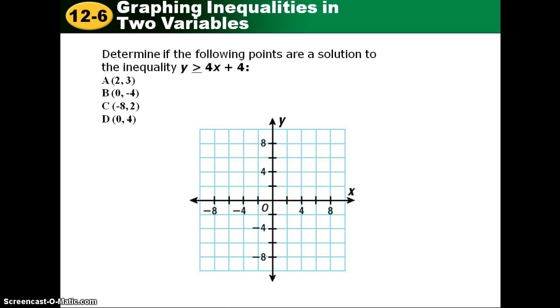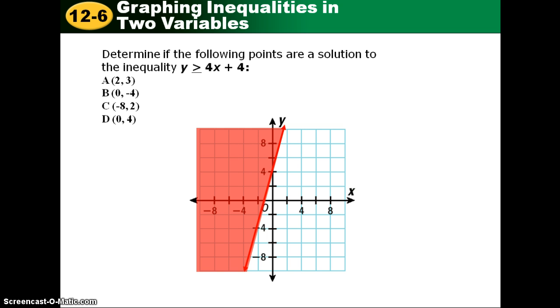And let's determine if the following points are a solution to the inequality y is greater than or equal to 4x plus 4. So if we put that back on there, we know that our solution should be above the line. So if we look at each point, A is at 2, 3. That's over here. That does not appear to be a solution. If we look at B, 0, negative 4, that's down here. That's not a solution. C, negative 8, 2 appears to be a solution. And D, 0, 4 is on the line. Should be a solution.